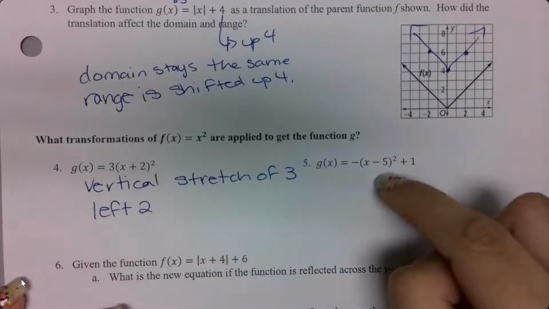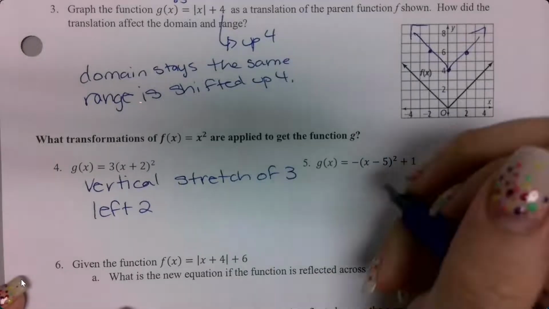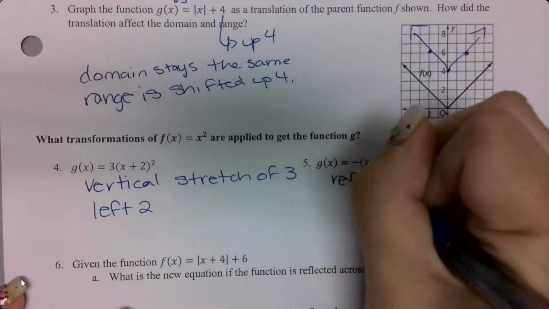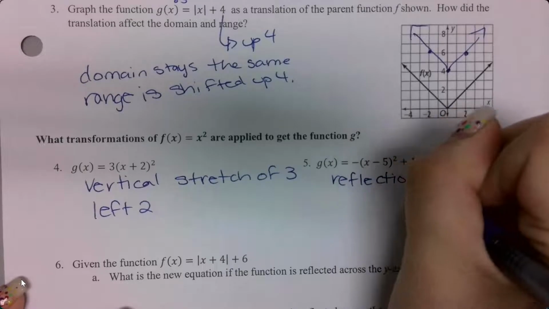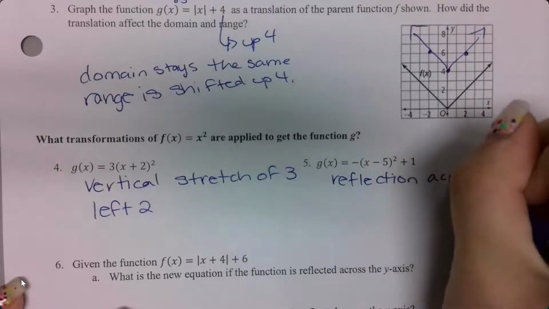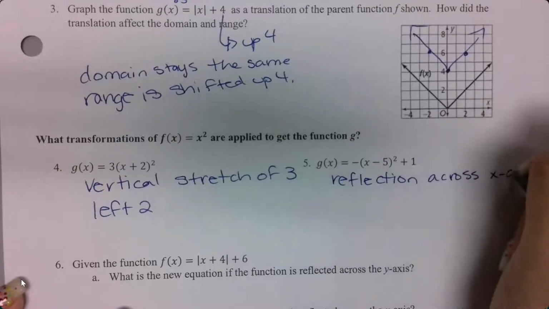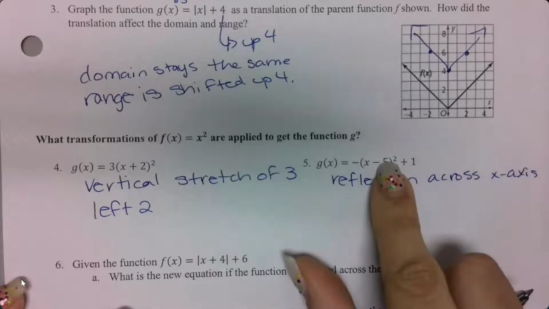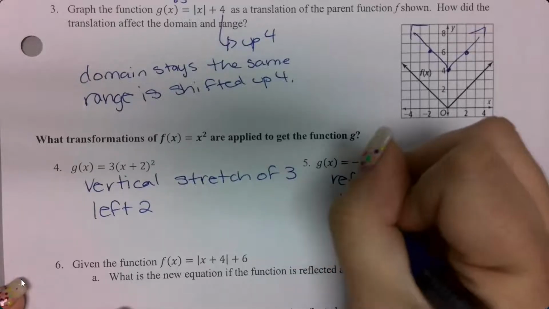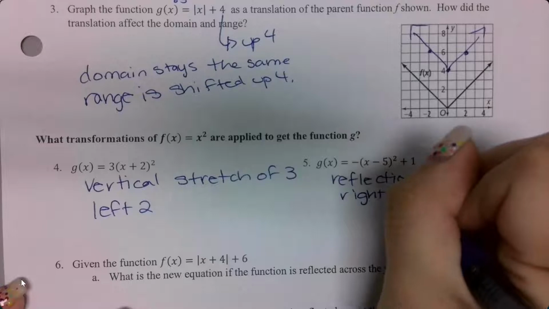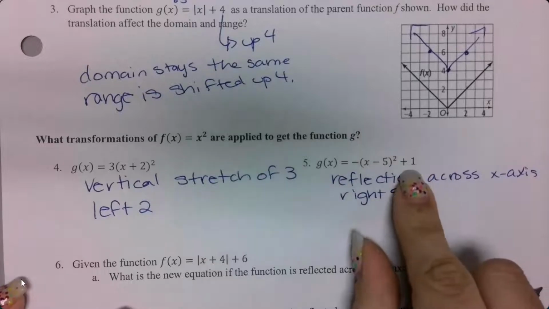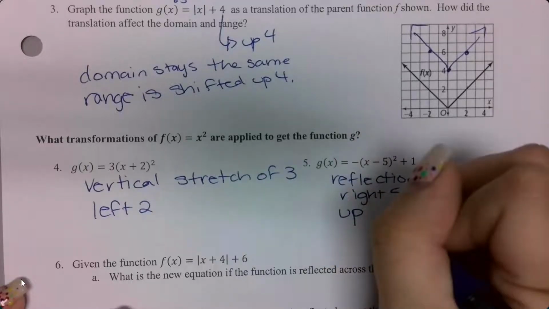Over here on number 5, I have a negative on the outside. That is a reflection across the x-axis. This -5 means I'm going right 5. And this +1 is up and down, same as the sign, so up 1.